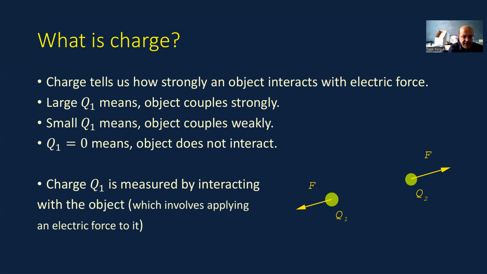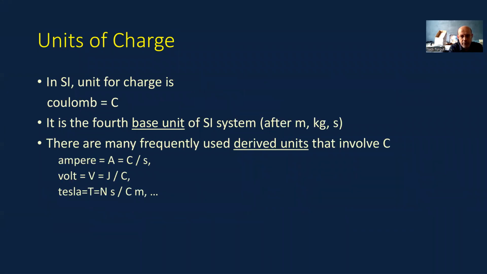All right, that's what I have said, right? Charge Q1 is measured by interacting with the object. So if that's a property, then the only way to measure that property is to somehow apply an electromagnetic force to it. So the coulomb is one of the base units of the SI system, and there are many derived units like amperes, volts, teslas, and farads, and things like that. So we are going to have at least around 10 new units in the semester.